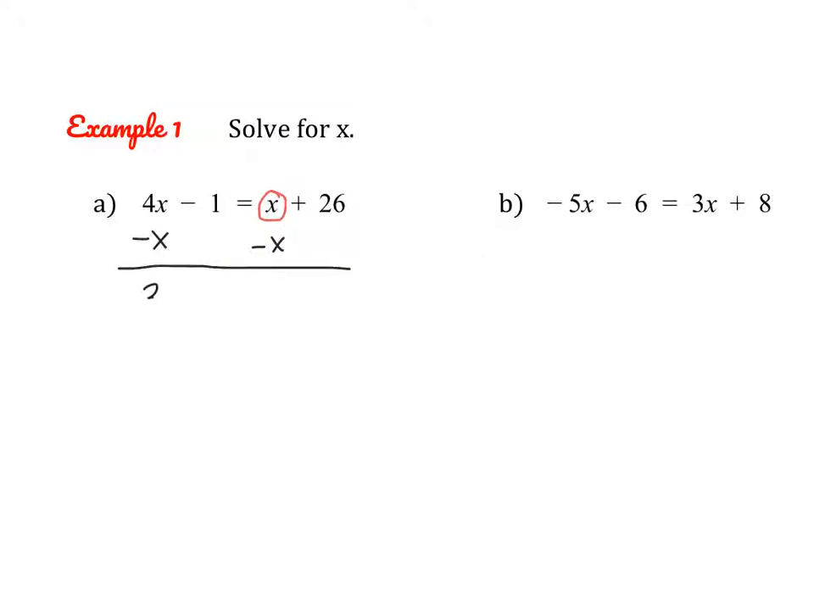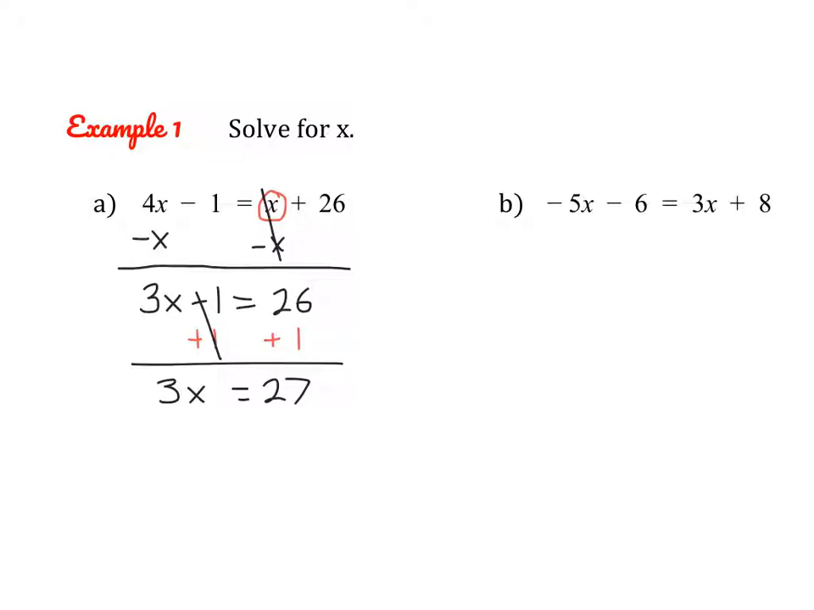4x minus 1x is 3x, and then I have minus 1 equals x minus x is 0. I'm left with 26. So now I'm going to do the inverse of subtraction, and I'm going to add 1 to both sides. 3 times x equals 27. And now I'm going to do the inverse of multiplication, and I'm going to divide by 3 on both sides. 3 divided by 3 is 1, so 1x equals 9, since 27 divided by 3 is 9.